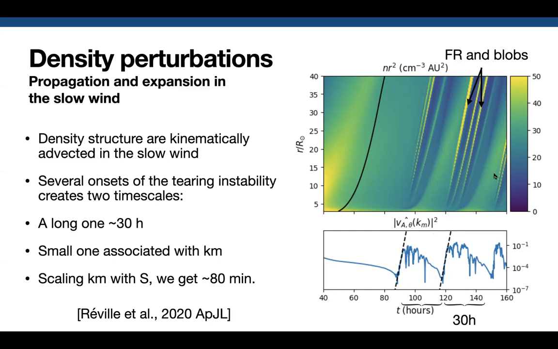And in between these onsets of the instability, you have flux ropes and blobs that are propagating, typically at the frequency of the fastest growing mode of the instability. So we get 2 time scales, a long one, 30 hours, and a smaller one, which is related to the tearing mode and the fastest growing mode. And if we extrapolate these scalings at higher S, we get about an 80 minute frequency. And so we are close to the observations in the solar wind.